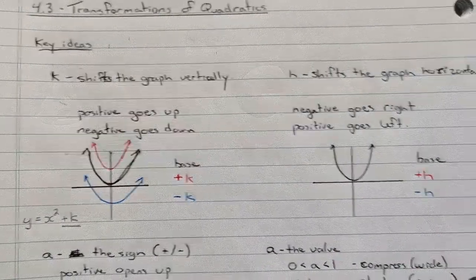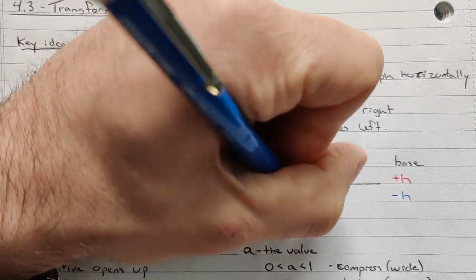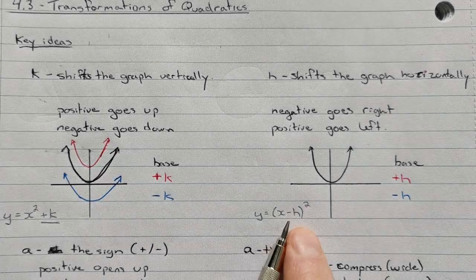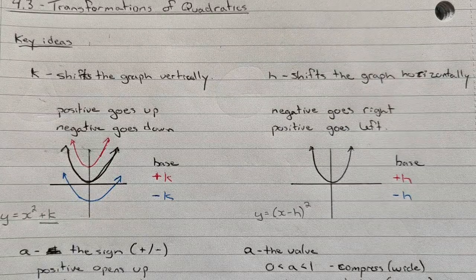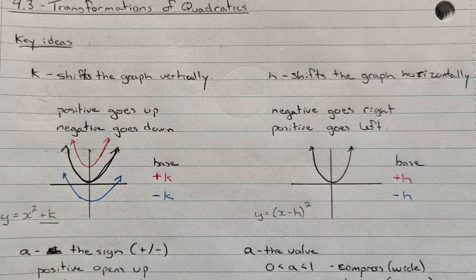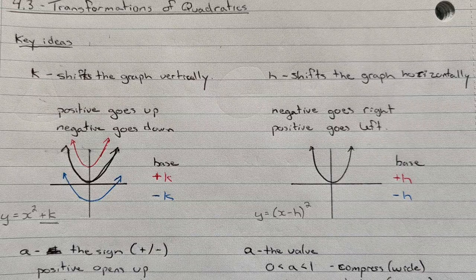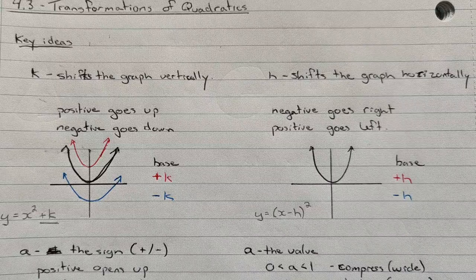In the case of H, H is going to cause a horizontal shift, which actually happens inside the set of brackets with X. The reason why I put the negative on here is because it works backwards. So in the case of positive H, the graph is actually going to move left, to the negative side of the graph. Sorry, the negative H is going to move to the right, positive H to the left.